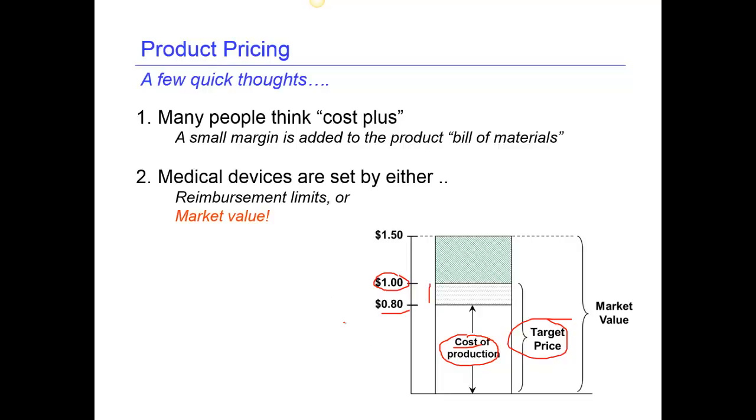An alternative perspective is to not worry too much about the cost of production initially, but really to say to yourself, well, medical devices are set by either reimbursement limits or by market value. And in this case what we do is almost independent of the cost of production, but again, we appreciate that it ultimately has to be less than the market value, but what will the market bear? And the market will bear based on two different things. What is allowable by the government, so that's a reimbursement limit or the insurance company, and what is allowable by the perceived market value and what people will pay.